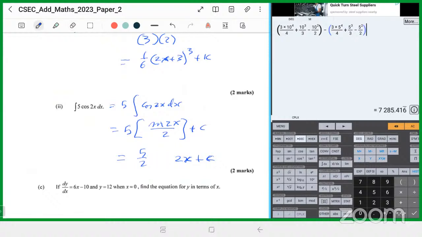That's what I'm going to put as my answer right here. Let's try this sine better. Sine of 2x, all right, plus c.